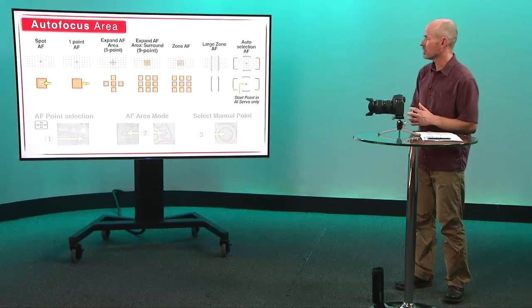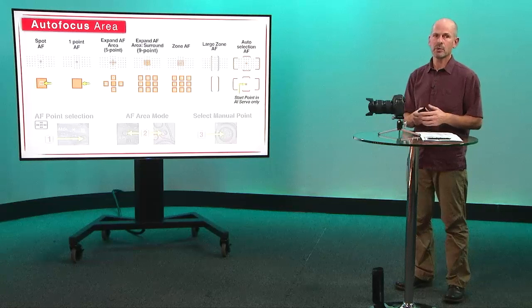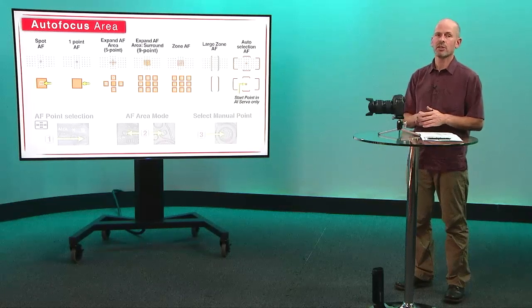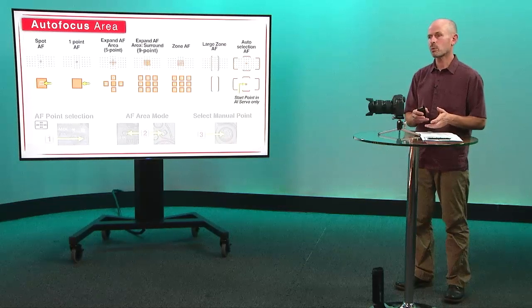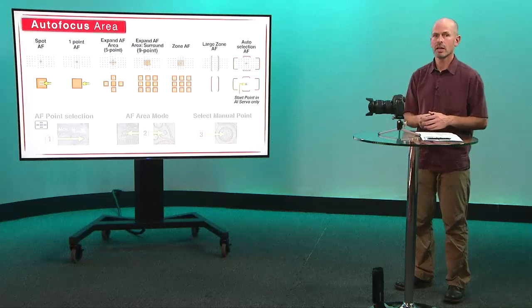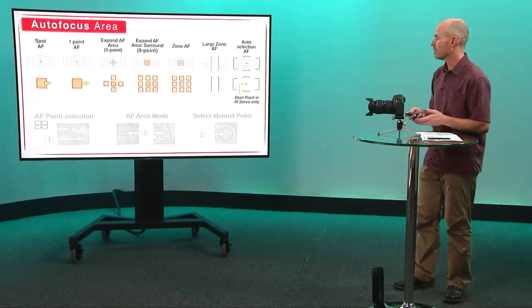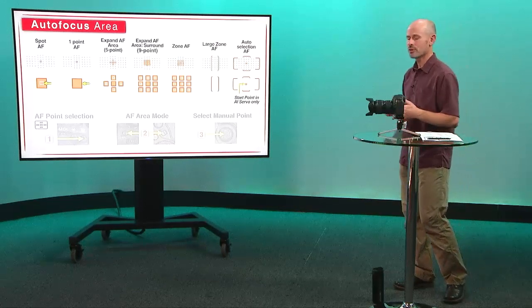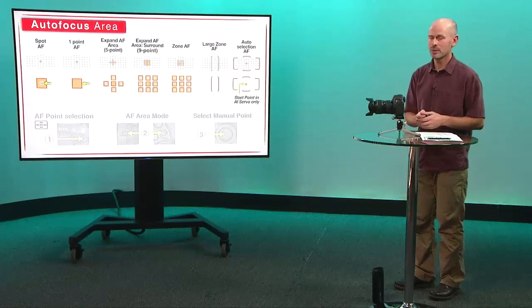For most action, I go with zone AF, which is that box of 9, and it looks for everything in the 9. If it's more erratic, I then use a larger area. But different people will find that for different sports, shooting in different ways, different systems work out.